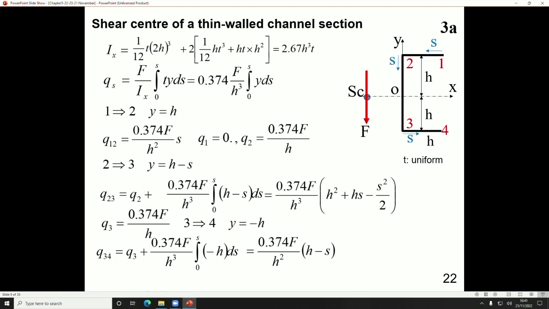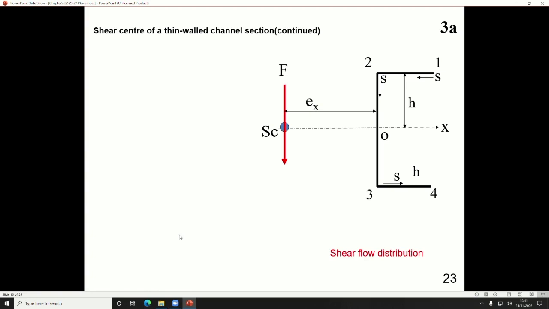So I found the shear flow distributions. The next stage is sketching them. On slide number 23, we start with the linear one on the top. The shear flow at point 1 is 0. We have the shear flow at point 2. It has a linear variation. At one end it is 0, an open end. At the other, I showed you how to find the value of Q2, which is equal to 0.374 f over h.